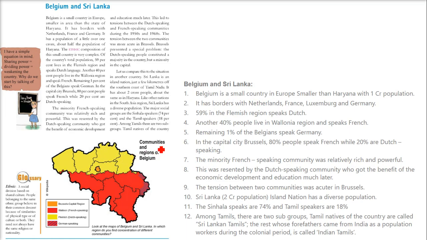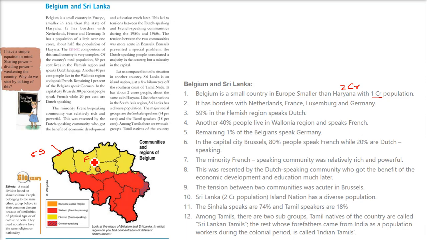Now Belgium is a very small country and this is situated in Europe, and the population is half of what we have in Haryana. Haryana is one of the states in our country. Haryana has 2 crore population and Belgium has only 1 crore population. It touches the borders of the Netherlands, France, Luxembourg and Germany. So what is the scenario here?